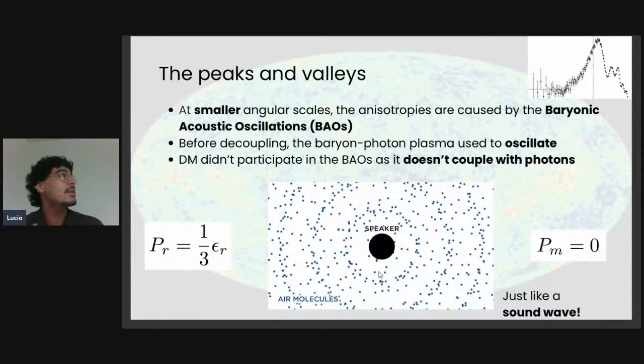And this is where it becomes interesting. This should be a GIF. This should be an animation. But basically, dark matter played a role in anchoring the so-called baryonic acoustic oscillations, because as we know, as it is defined, dark matter doesn't couple with photons. And as the baryon and photon fluid oscillated in the early universe before decoupling, the dark matter, which didn't interact with photons, became like an anchor for these oscillations.